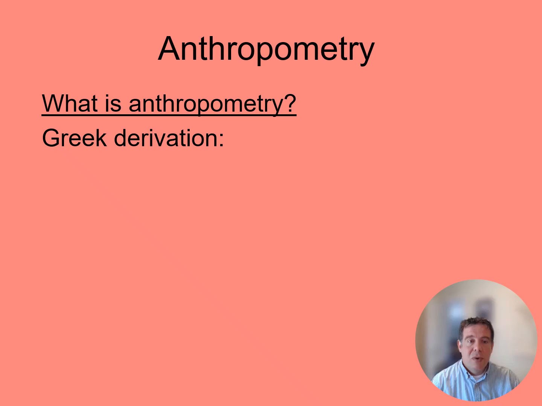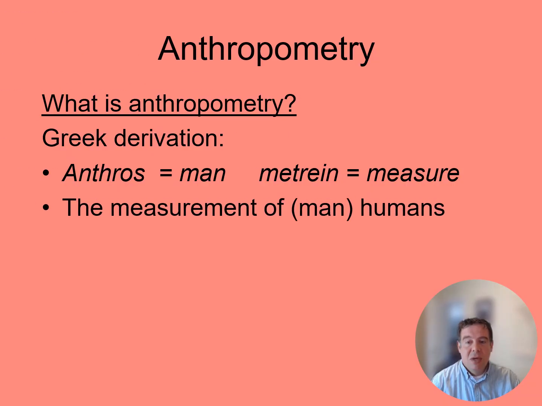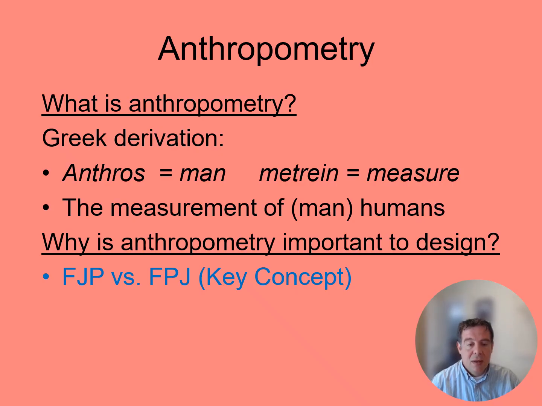So what is anthropometry? If we look at the Greek, anthro means man, metry is to measure, so the measurement of human beings, right? So it is very important to design for either clothing, equipment, cars, pretty much everything we use. And a key concept is fitting that job to the person versus the other way around, right? So we want to really center in. And so this is one way we can do that: take these measurements and change that workstation to fit the human.